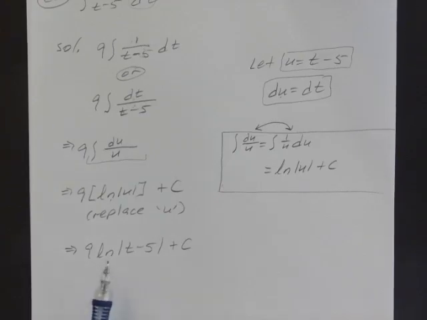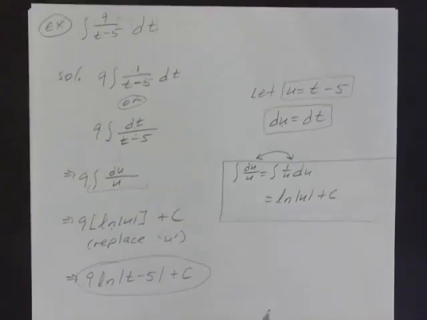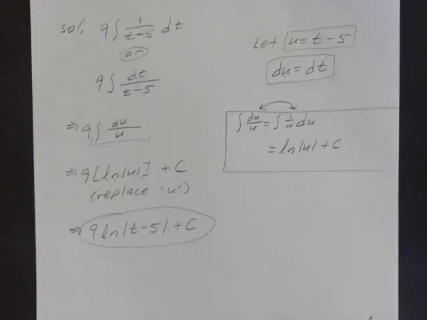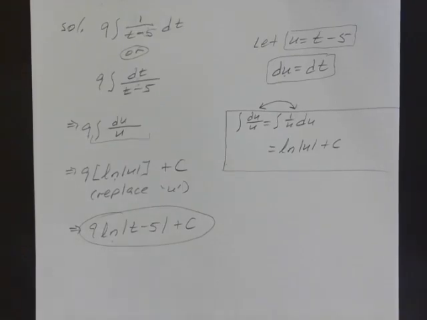Okay, now with this one, you would have to have the absolute value because there's nothing in our original integral that would suggest that t minus 5 is always going to be positive. So with this one, you would need the absolute value. That's why I say I would put the absolute value on all of them just to make it a habit. All right, any questions on that one?